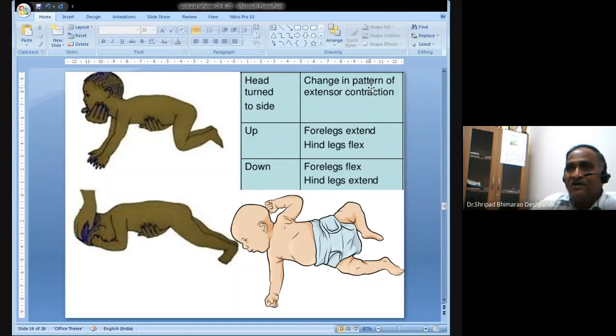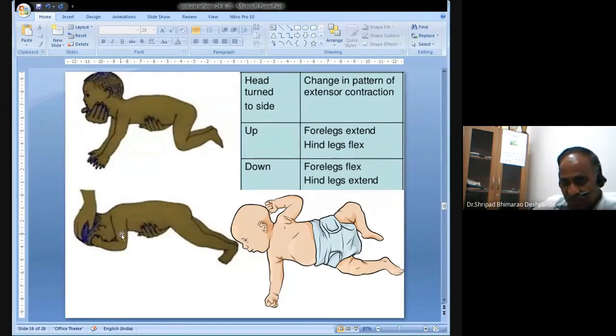Okay, so I just mentioned the head turned to the side. When the head is turned to the side, you have flexion on the skull side and extension on the jaw side. But here, when it is moved, this upper extremity is extended, the lower extremity is flexed. When the head is bent or flexed, you can just see the flexion.